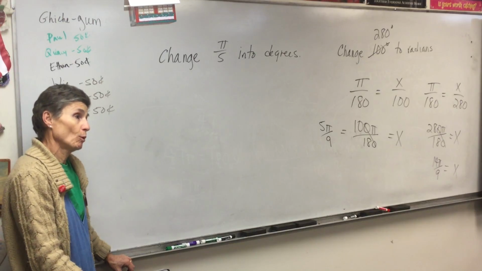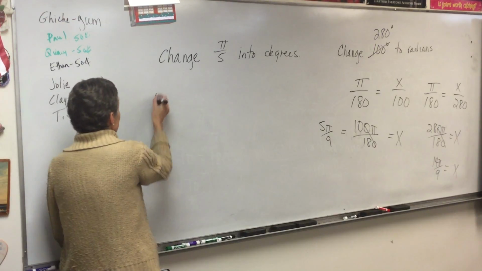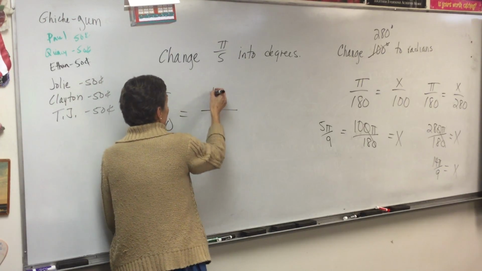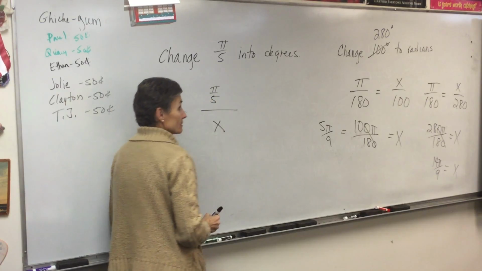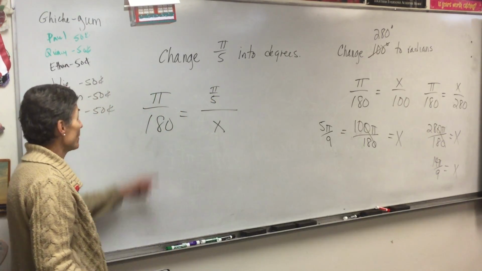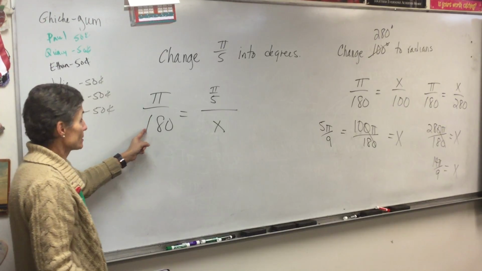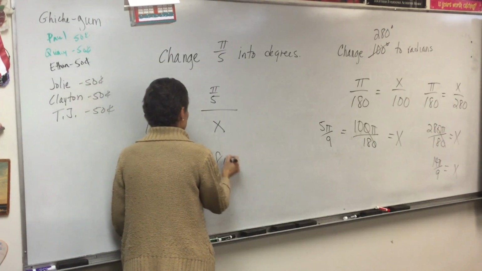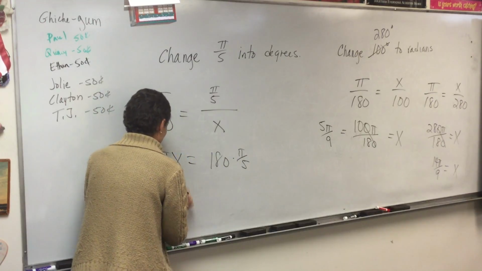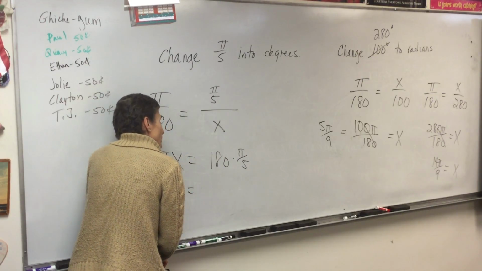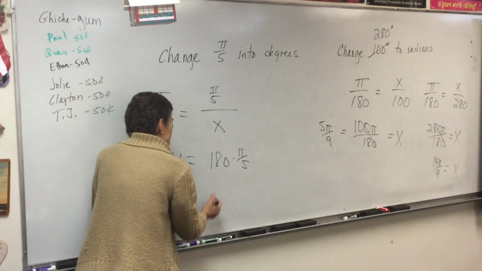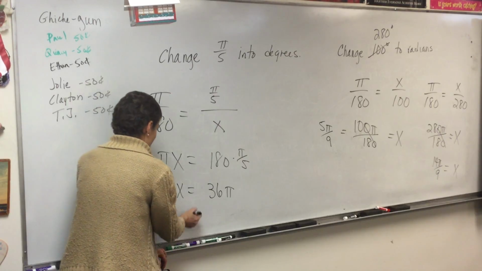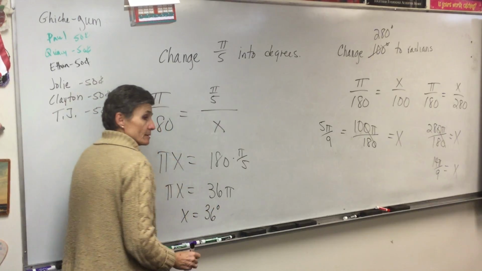Could we use the same proportion? So we could say pi is to 180 as what now? Be careful. Pi over 5 is to x. Remember, that's a radian, that's a degree. So you need a radian over a degree over here. What's 180 divided by 5? 36. What's going to happen to those pi's? They're gone. So you got 36 degrees.